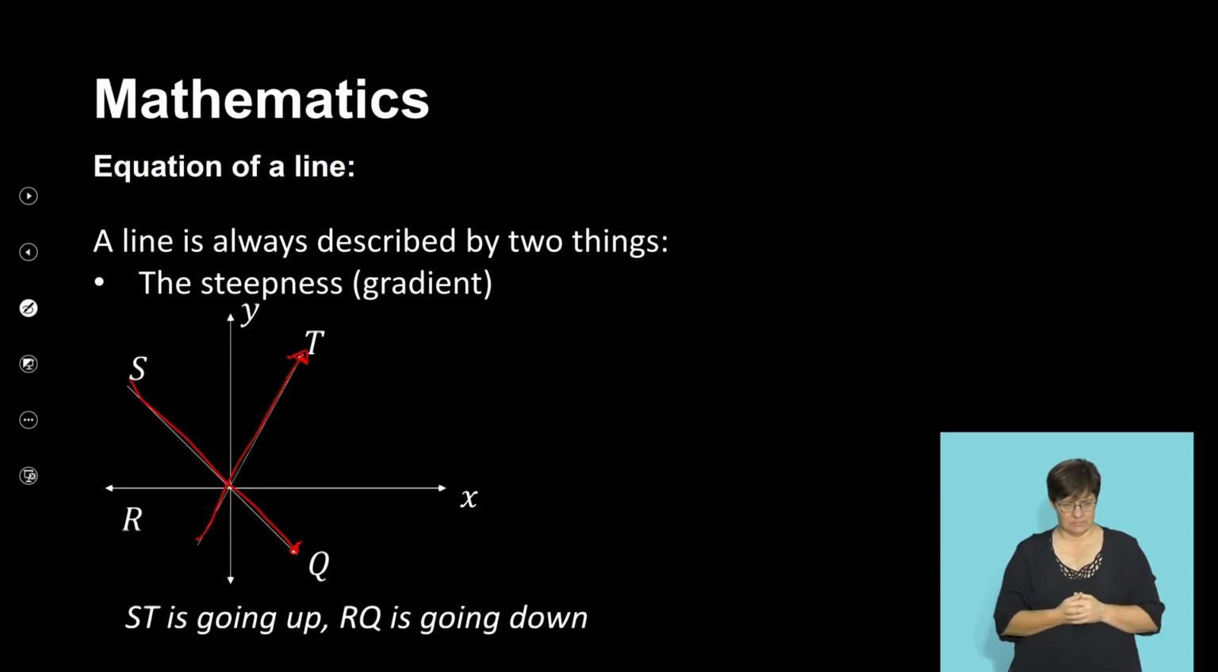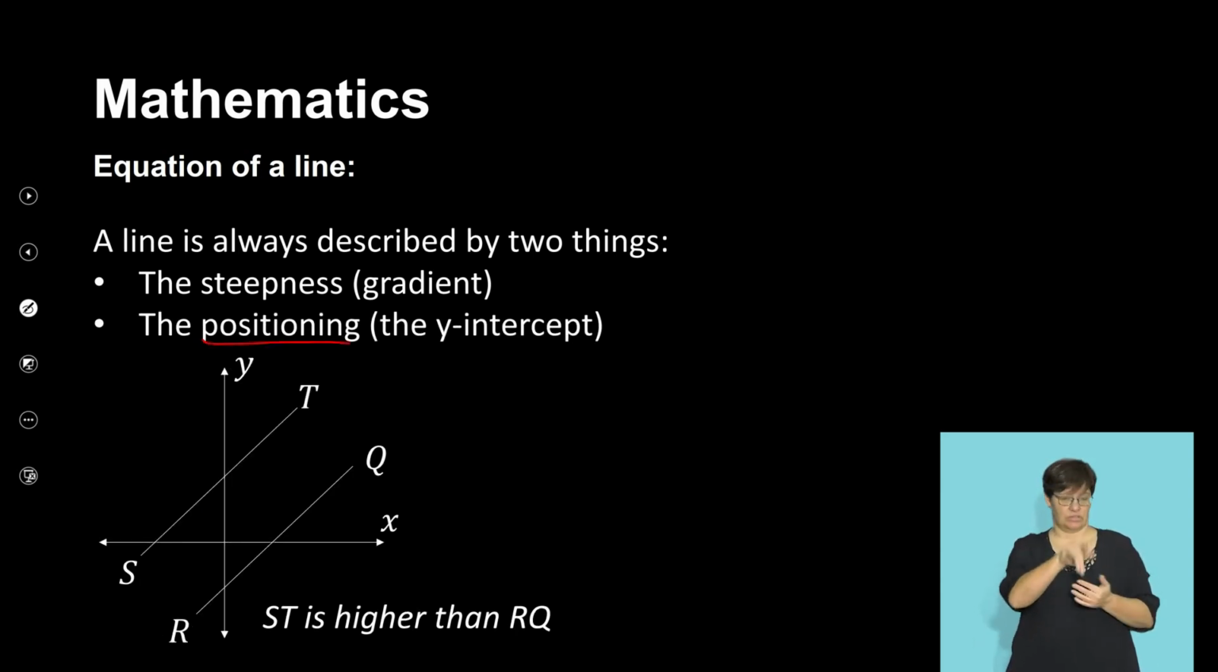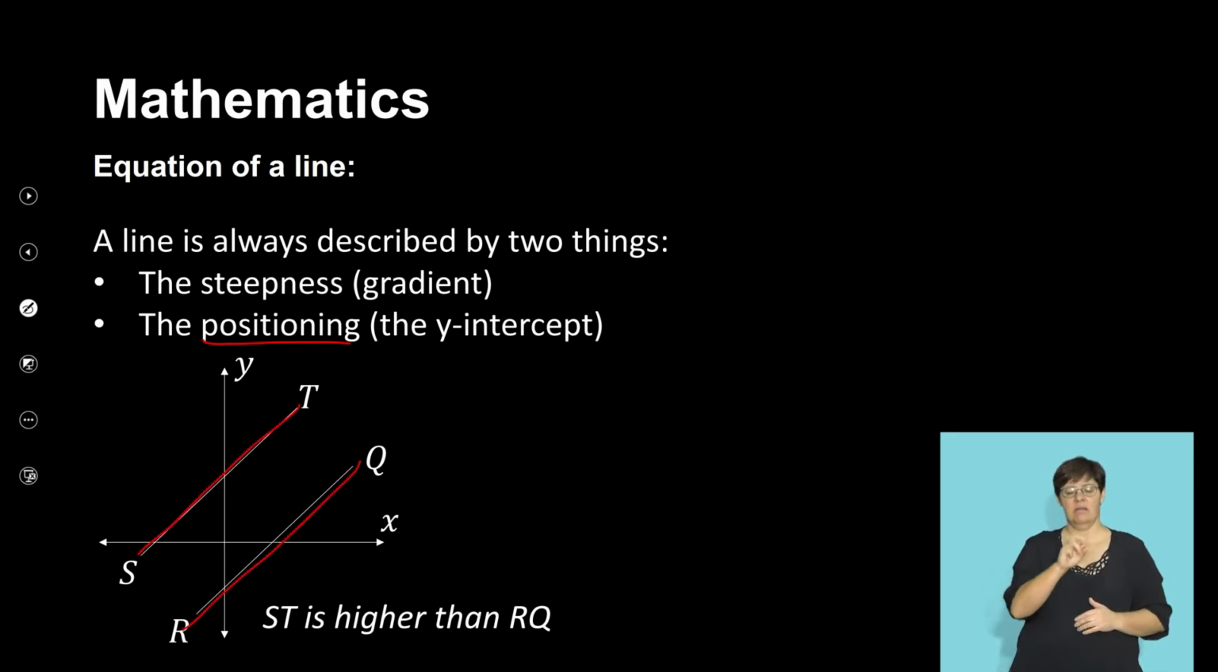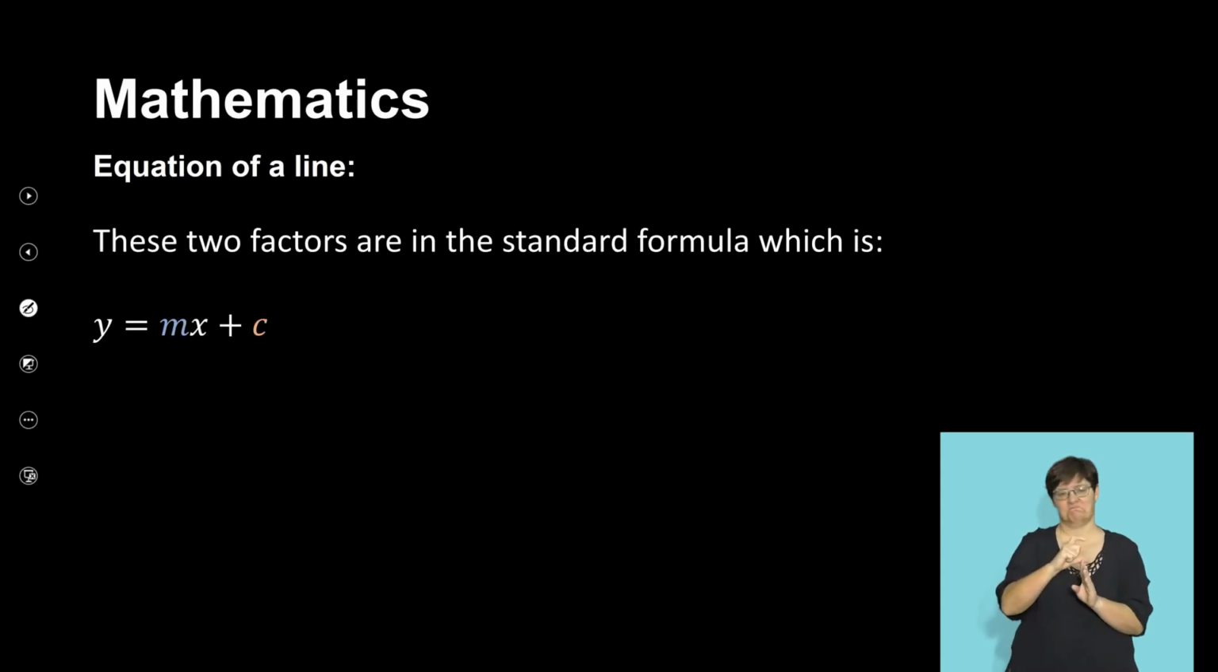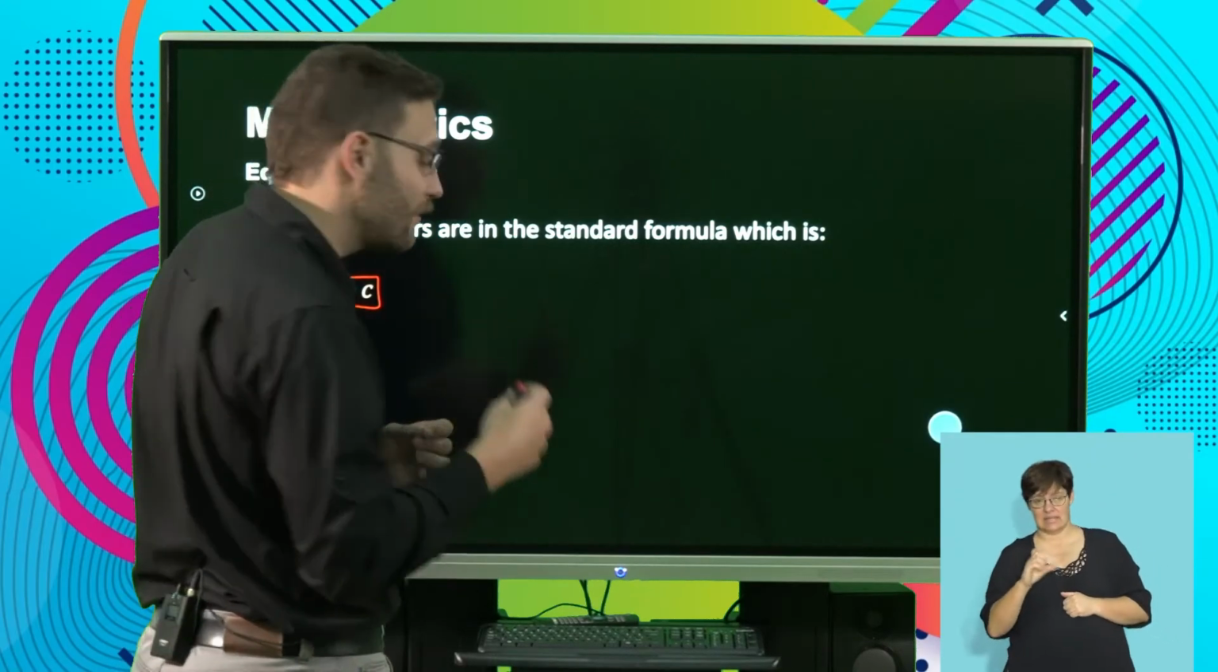The second thing that describes a straight line is the positioning. So here I can see I've got two lines, ST and RQ. It looks like these lines are parallel, and so it's not the steepness that makes them different, but rather the positioning. Here I can see that ST is higher than RQ, and when we talk about positioning, what we're going to be talking about is the y-intercept. And so the y-intercept of RQ is lower down than the y-intercept of ST. If they were the same, they would be the same line. And so the two things that describe a line are the gradient, which is m, and the y-intercept, which is c. We've discussed this when we did functions. Our standard form is always going to look something like this: mx plus c, where m is the gradient and c is the y-intercept.